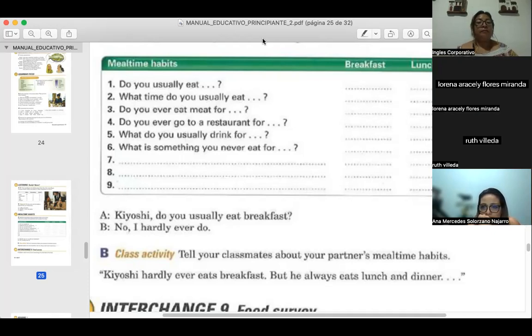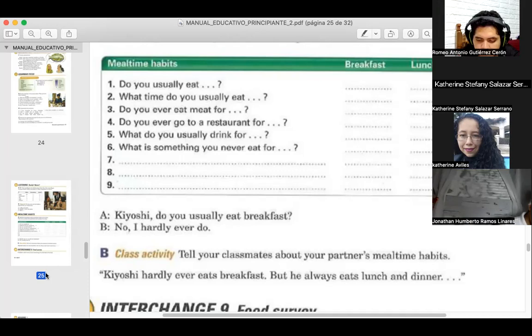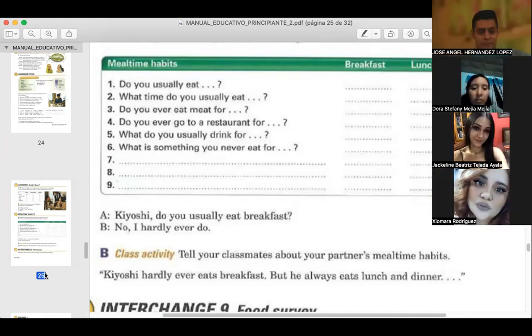Vaya, veamos otra. Dora, what is something you never eat for lunch? Perdón, ¿cómo dijo? What is something you never eat for lunch? Never eat. O sea, 0%.